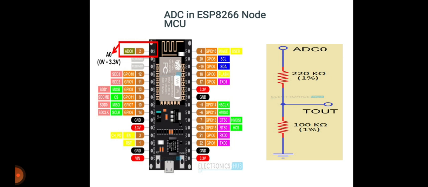ESP01 users, you don't have access to the ADC pin, but you can solder a wire to pin number 6 of the ESP8266 EX SOC, and then you can use it with the voltage divider. But the warning is that you must not provide more than 1 volt directly to the ADC pin, that is, the T out pin or pin number 6 of the ESP8266 module. So this is all about configurations.